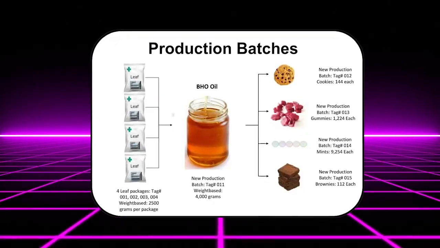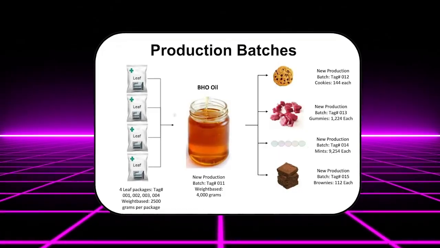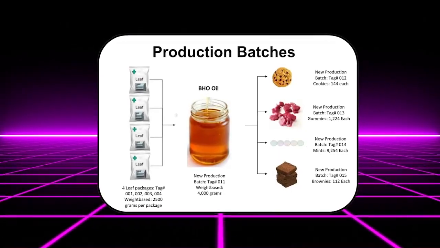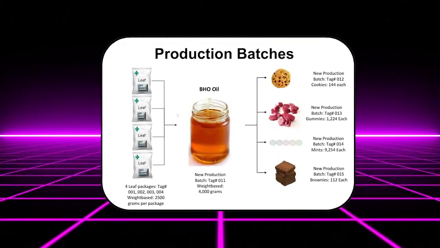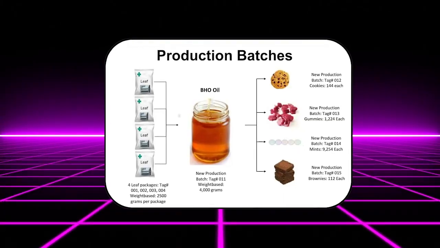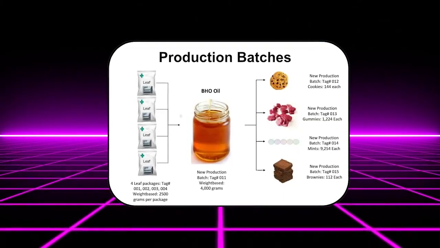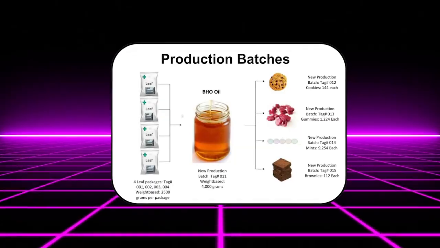The progression of the unit of measure is evident here as well. Notice that we start with the grams of plant material, which gets changed to grams of oil. And then, the unit of measure for the package becomes each when we create the edibles.